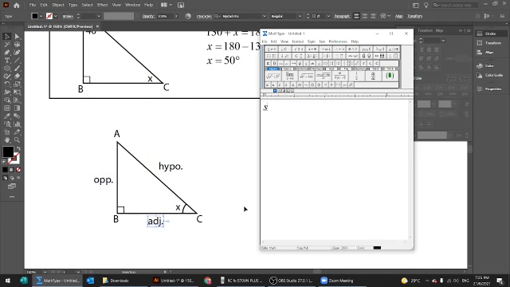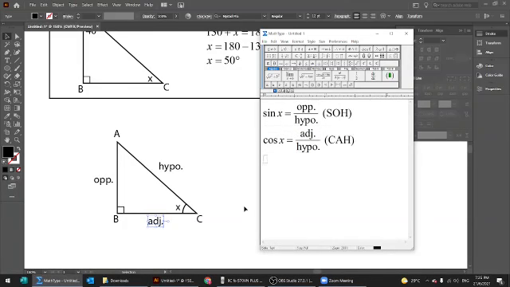So we learn that sine x is equal to opposite over hypotenuse. So we know that this is solved right now. Then the next one you know is what? Cosine x is adjacent over hypotenuse. Very good.